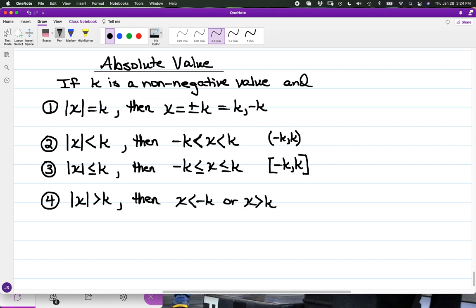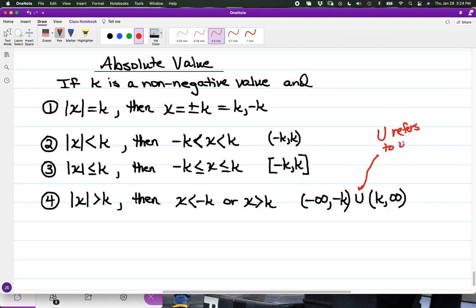And how would this look in terms of interval notation? Well, for less than negative k, you would have from negative infinity to negative k. And at the other end of the spectrum, you have going past k on out to infinity. And just for this particular symbol here, this is going to refer to a union of sets or elements or intervals.